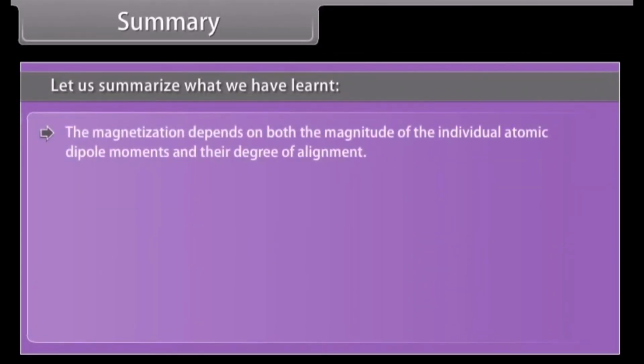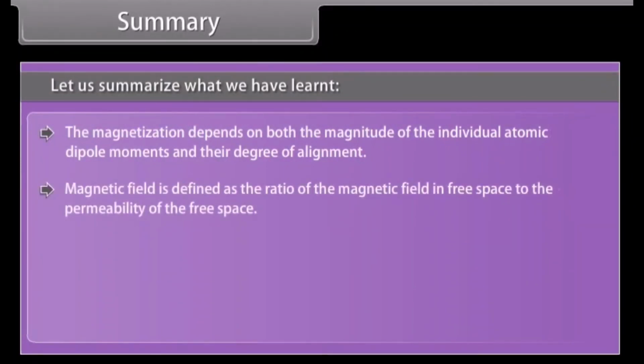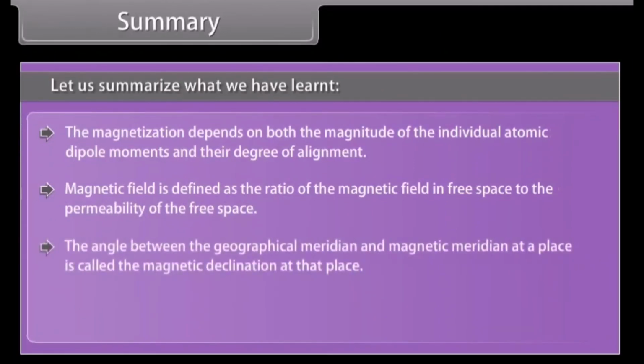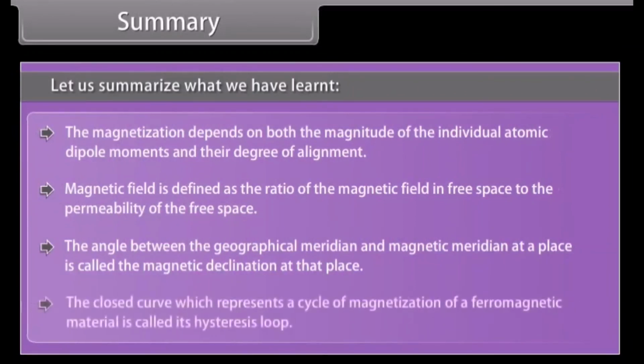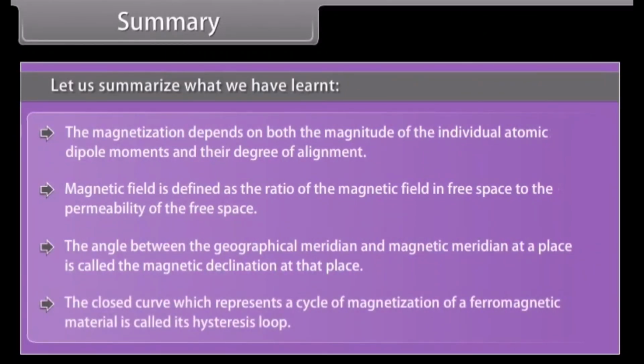The magnetization depends on both the magnitude of the individual atomic dipole moments and their degree of alignment. Magnetic field intensity is defined as the ratio of the magnetic field in free space to the permeability of free space. The angle between the geographical meridian and magnetic meridian at a place is called the magnetic declination at that place. The closed curve, which represents a cycle of magnetization of a ferromagnetic material, is called its hysteresis loop.